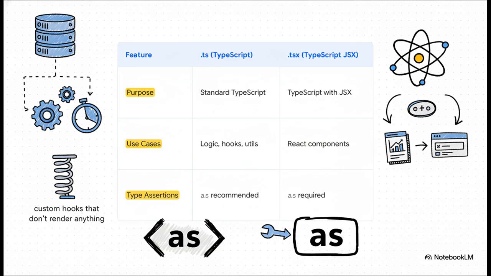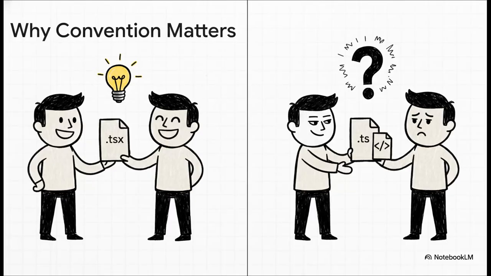And for type assertions, just make your life easy. Use the as operator everywhere. You have to use it in .tsx files anyway, so using it in .ts files too just makes everything consistent. And this really gets to the core of why these rules are so important. It's not just about making the compiler happy. It's about making your code readable for other humans. When another developer on your team opens a .tsx file, they instantly know, okay, this is a UI component. It makes the whole project predictable. You spend less time trying to figure out what a file does and more time actually building things. You're keeping, as they say, developer surprise to a minimum.